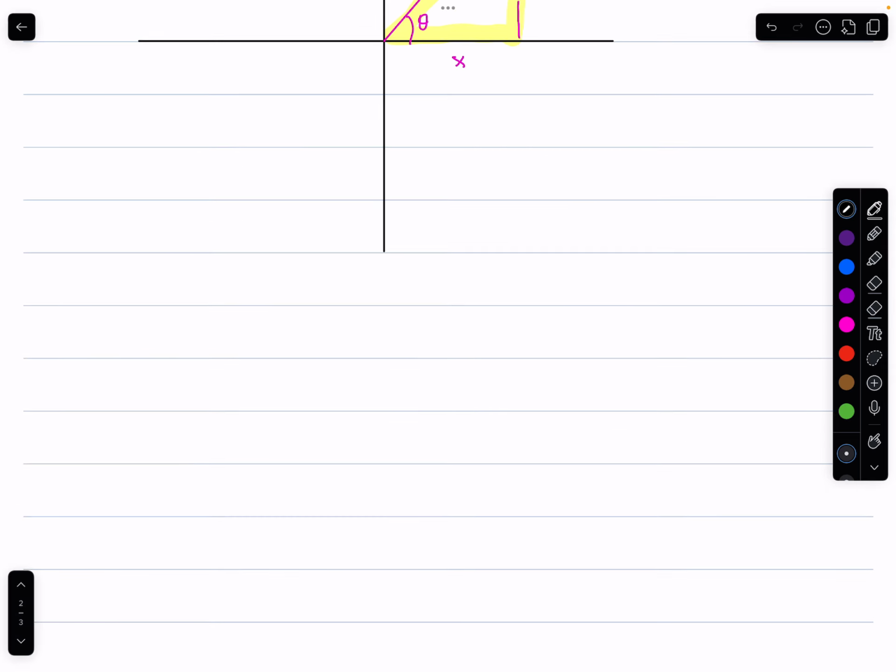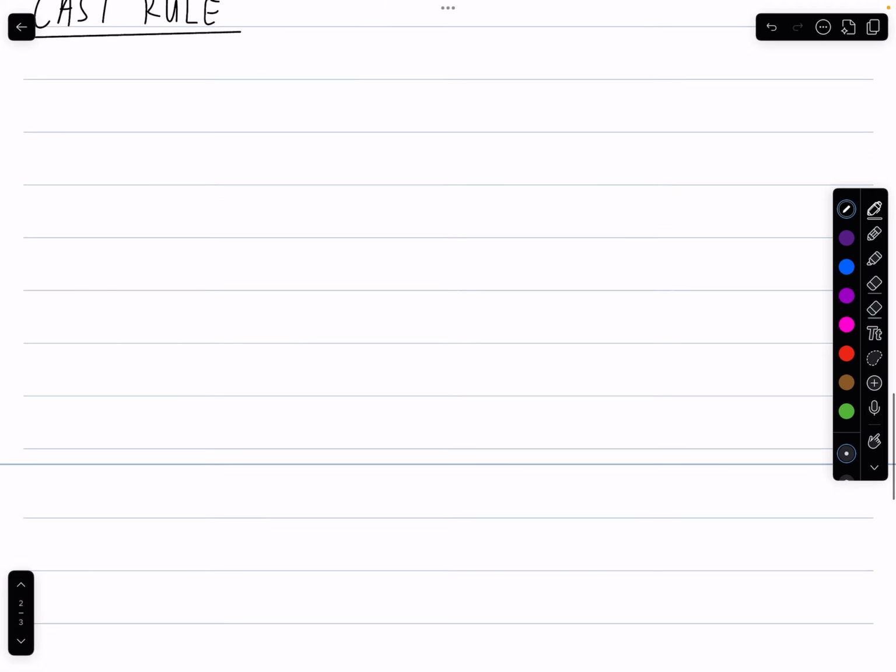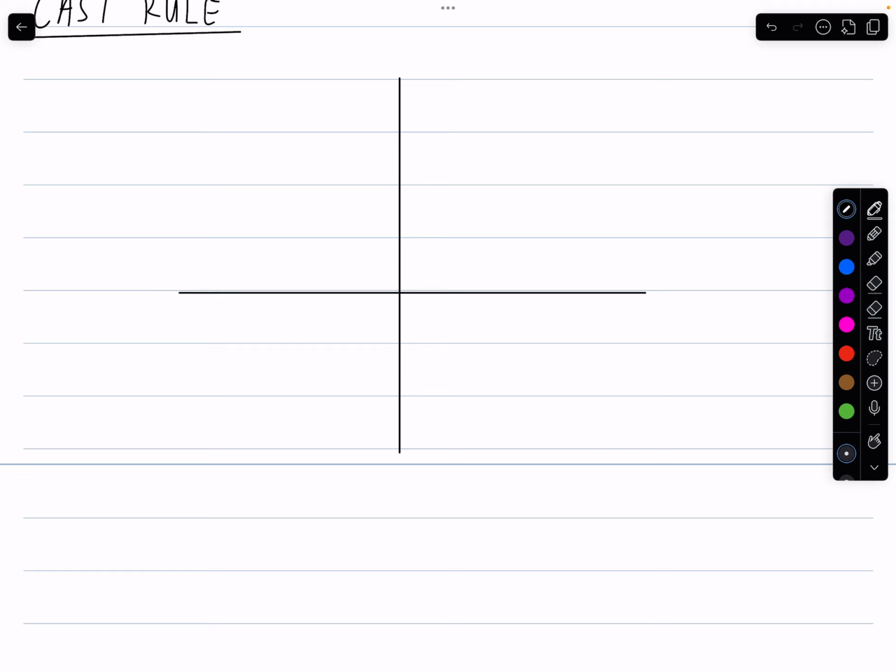The fourth concept we need to know is the CAST rule. And this is all review, guys. This is all review from grade 11. So you guys should already know this stuff. The CAST rule states that this is C, this is A, this is S, this is T. So what do these C, A, S, T mean? Some of you guys might already know this. The S represents sine. The T represents tan. The C represents cos. And the A represents all.